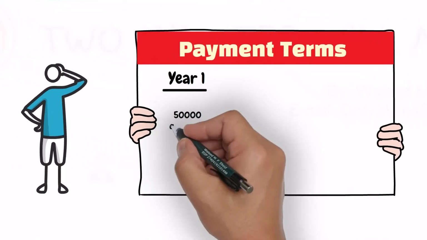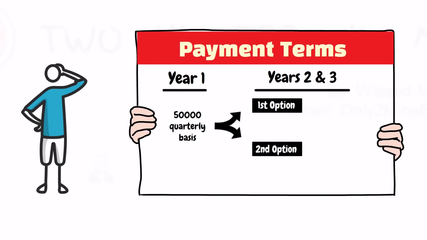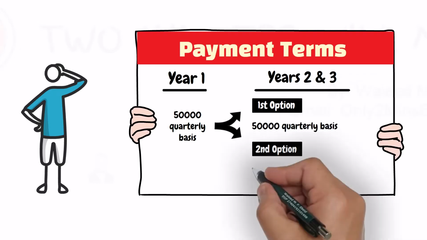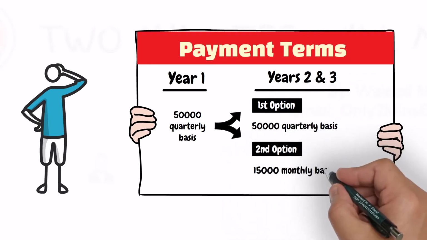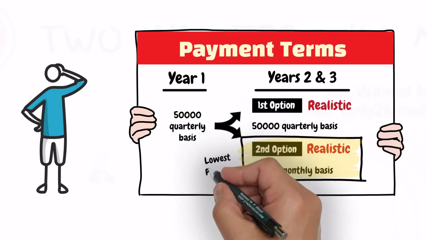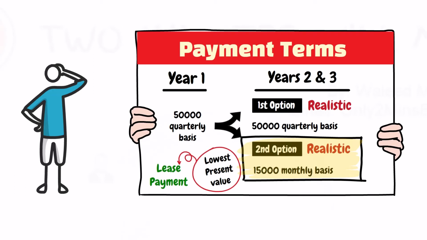For the first year, the lessee shall pay $50,000 on a quarterly basis. For the remaining lease term, the lessee has 2 payment options to choose from. Either to continue paying $50,000 on a quarterly basis, or to pay $15,000 on a monthly basis. Here, the lessee has 2 options for payments after the first year, and both options are realistic sets of payments that the lessee can make. So the in substance fixed payment that should be included in the lease payments is the set of payments that has the lowest present value.